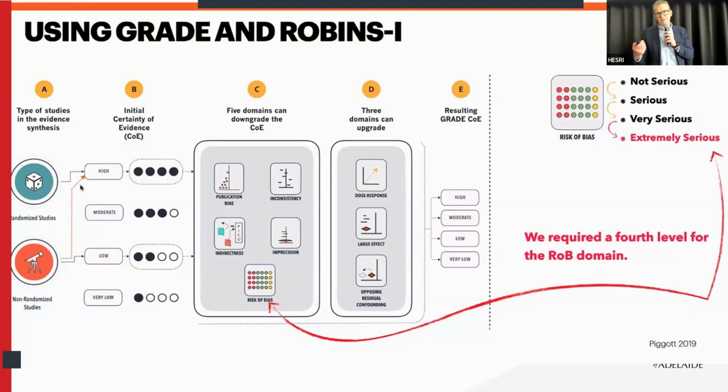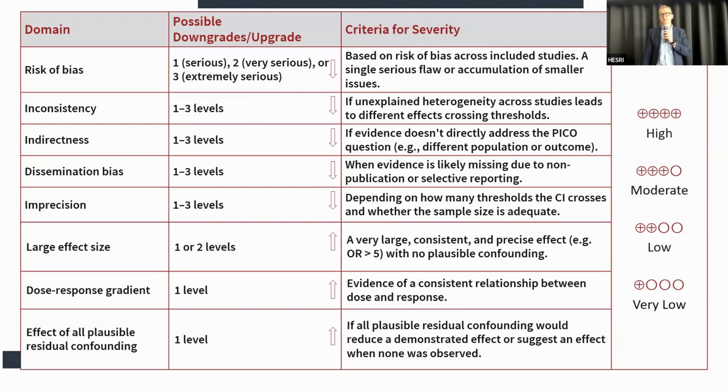And then one of the innovations in GRADE, I guess the first innovation, is that now that we have this extremely serious, we can actually go to extremely serious and downgrade three levels. We've actually started to realize we can apply this to some of our other domains as well, particularly when we're using thresholds for decision making, which I'll get into a little bit later. So in the past, we used to only have serious or very serious concerns per domain, but now we see that we can actually use serious, very serious, or extremely serious across a number of domains.